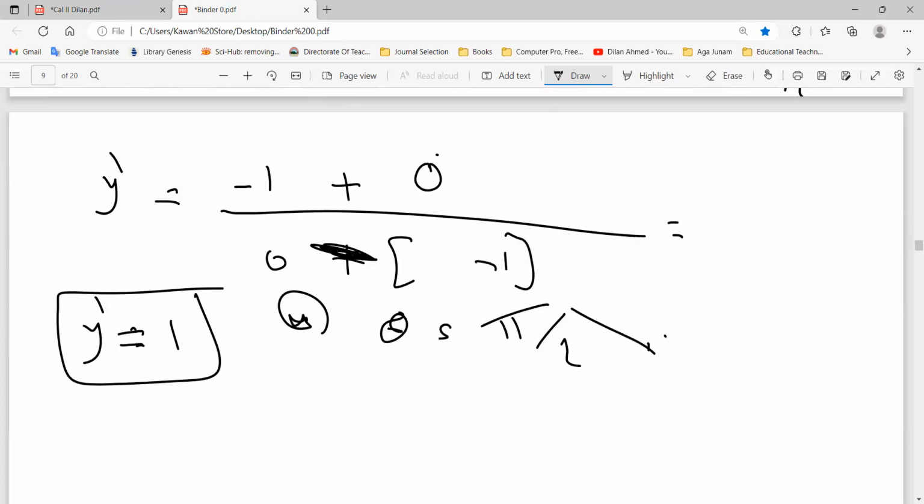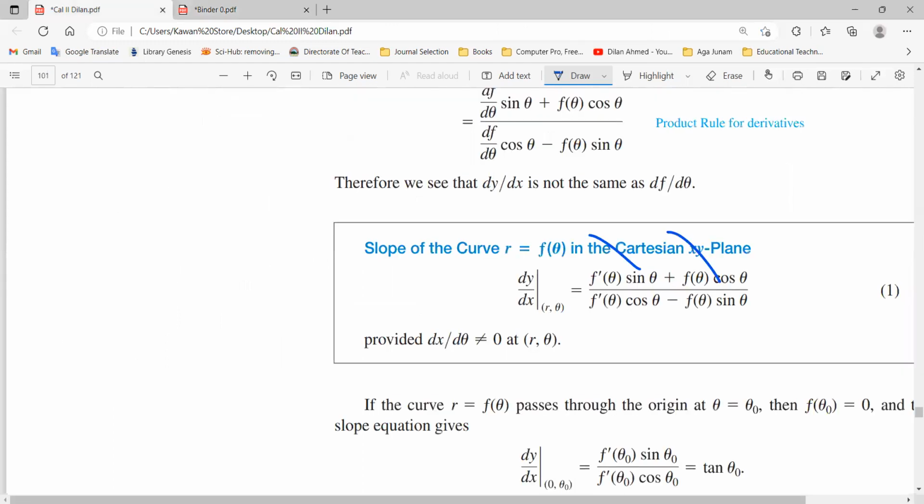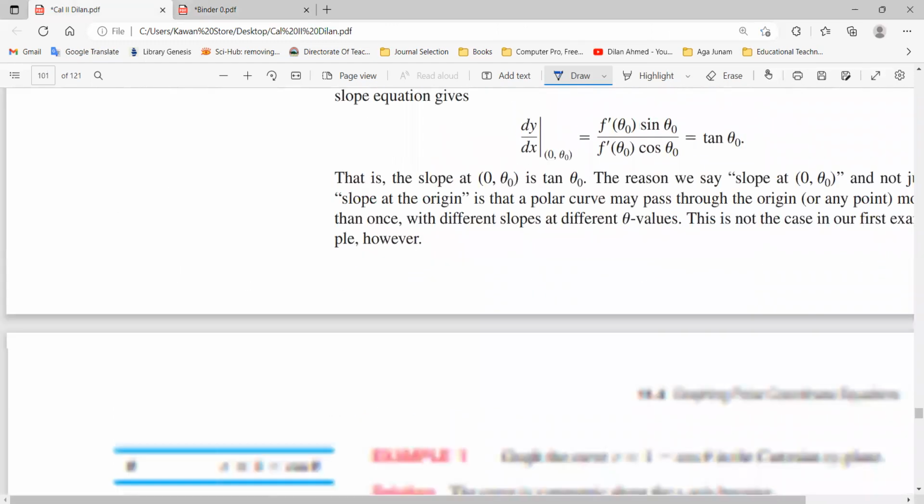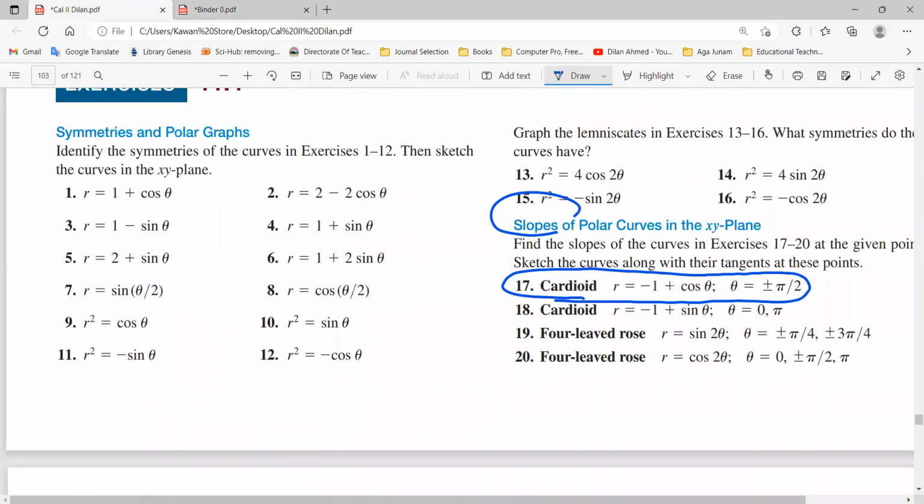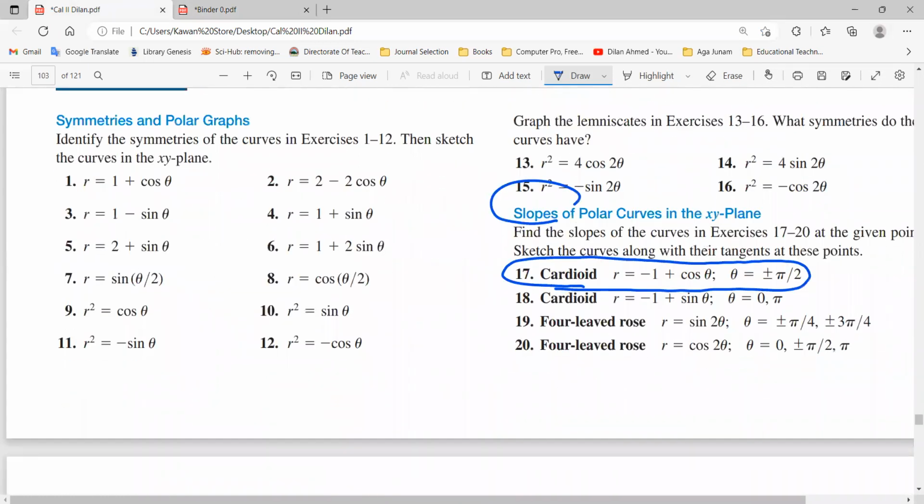You got it? The slope should be a number, the output. Do you have any question about the slope? It's easy. So when you see f prime, it means that you have r as a function of theta. Okay. Question?